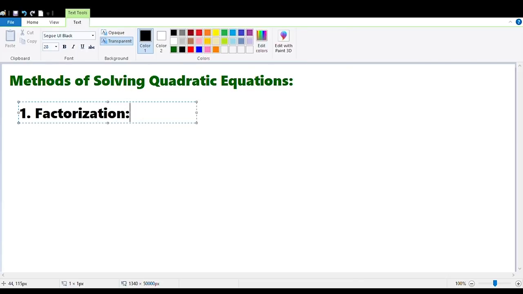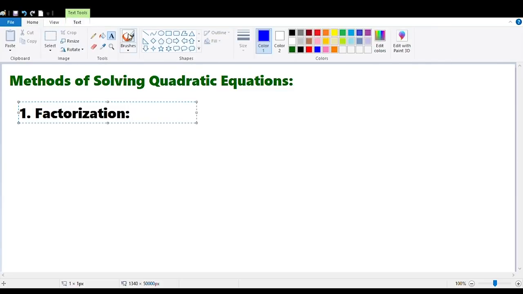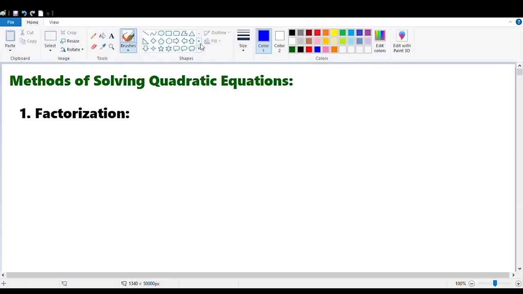In the factorization method, first of all, let me write the standard form of quadratic equations, which is ax squared plus bx plus c equals 0. This is the generalized standard form of quadratic equations. The first step in solving a quadratic equation using the factorization method is that you need it in standard form.